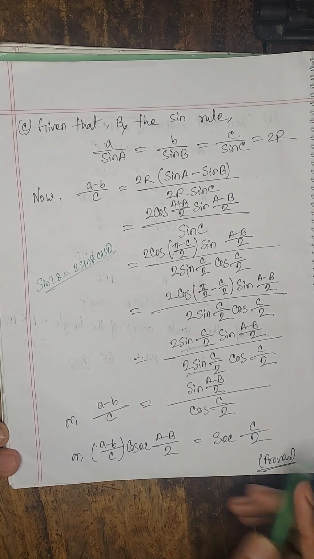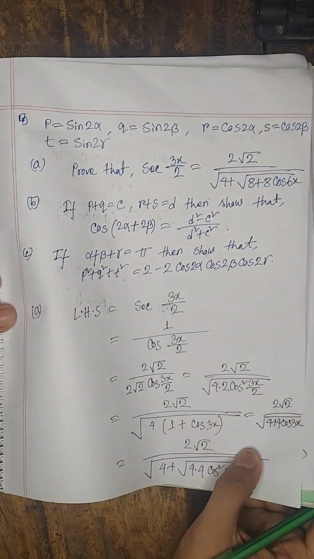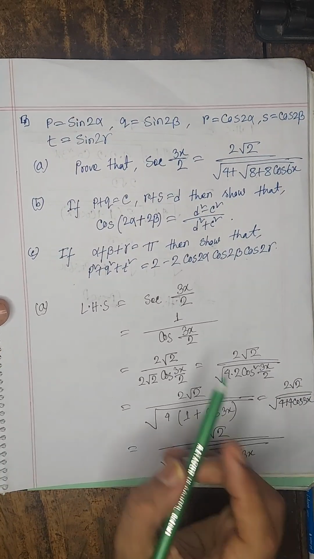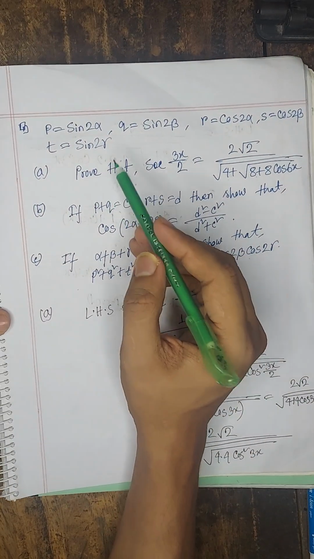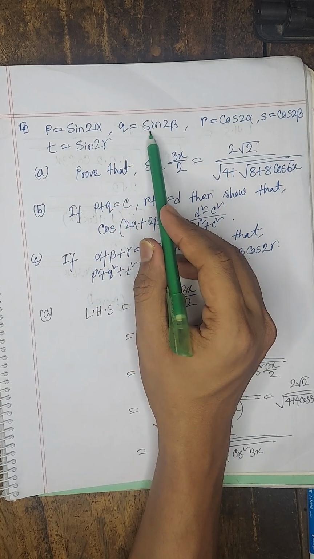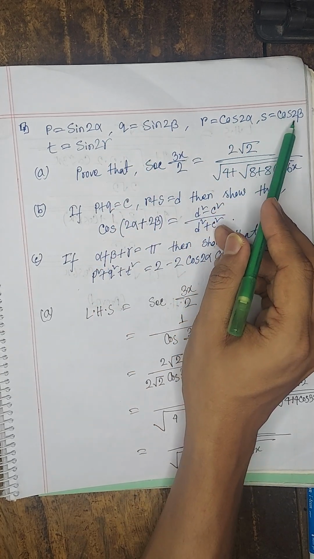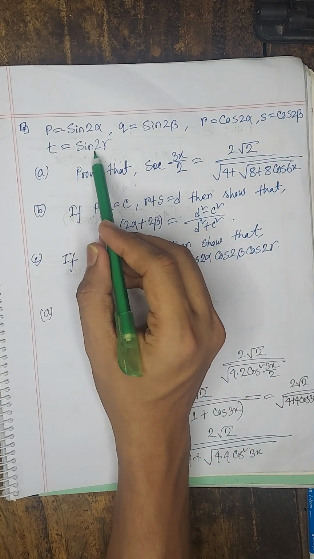Okay, proved. Now here is our third problem. The question is: P is equal to 2 sin twice alpha, Q is sin twice beta, R is cos twice alpha, S is cos twice beta, and T is sin twice gamma.